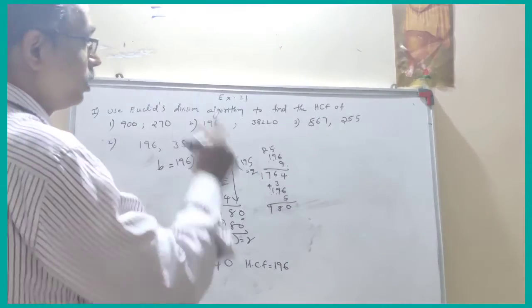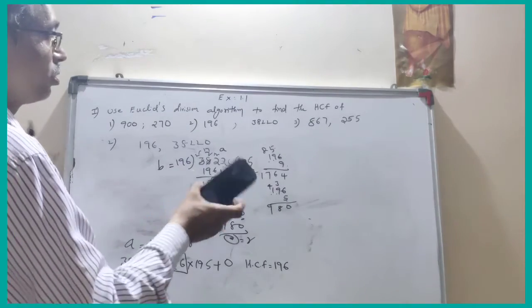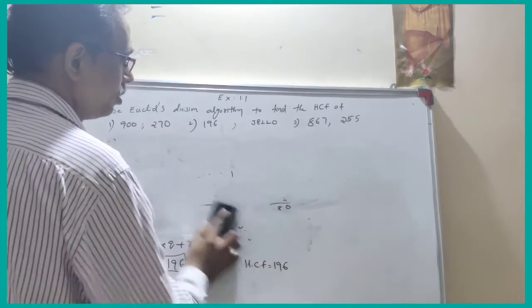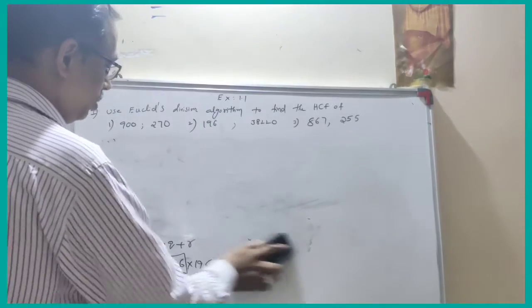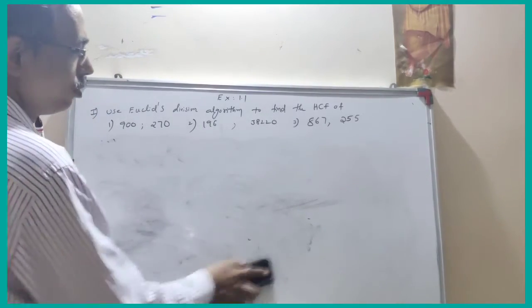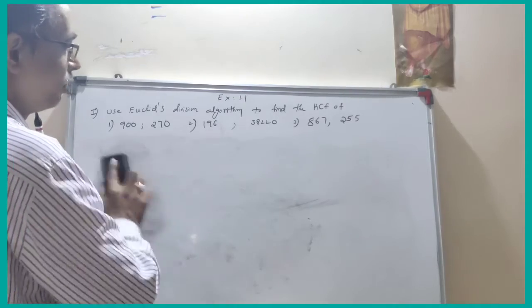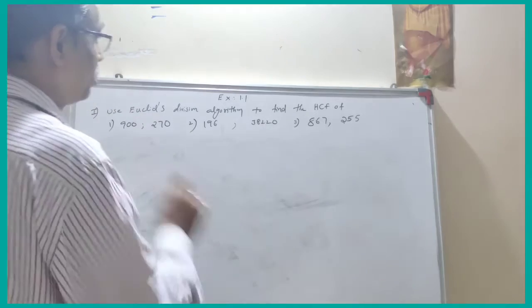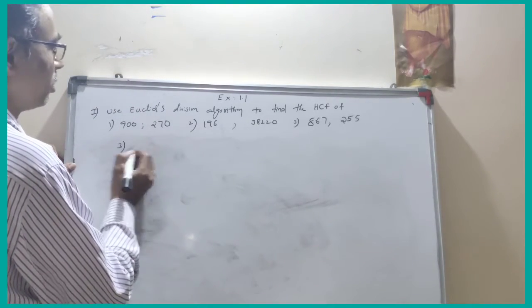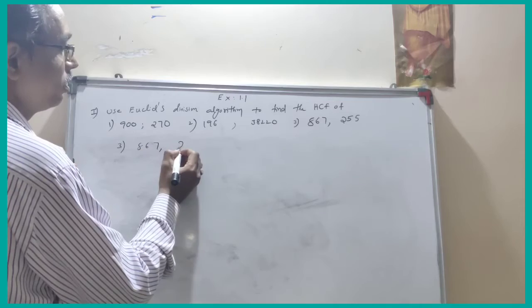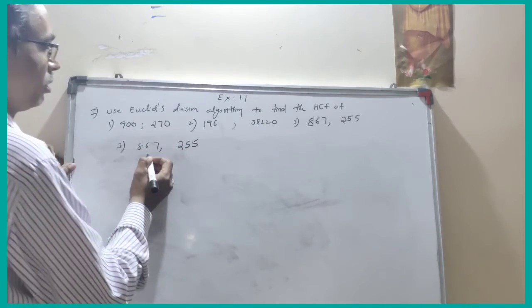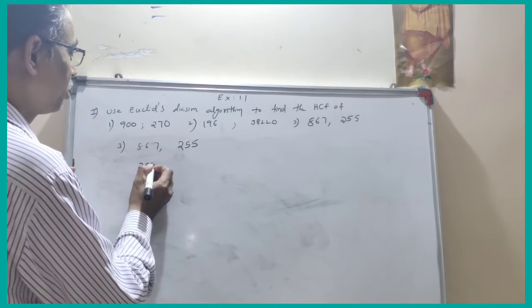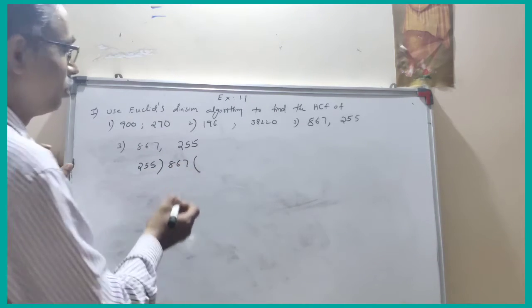Okay, and the last one, 867 and 255. Okay, so children, do these sums along with me, okay, for better understanding. Otherwise just pause the video and note down the sums. First you listen. Again here 867 is greater than 255. So by using this simple division, we will go through this.